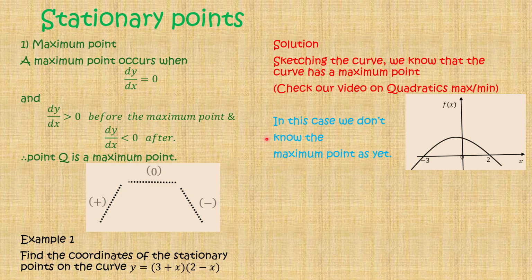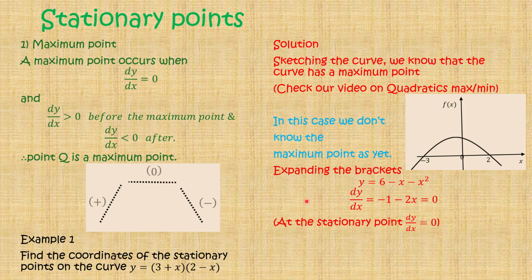Then in this case, we don't know the maximum point as yet because that is what we are trying to find. So now expanding the brackets or the parentheses, y becomes 6 minus x squared. And with that, we find the derivative. dy dx becomes -1 minus 2x. And that is equal to 0 because at the stationary point, the dy dx is equal to 0. Now we move on to solve for x.